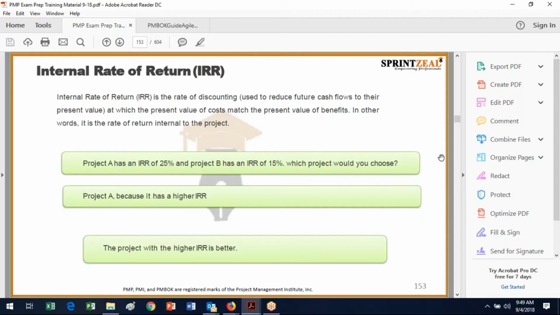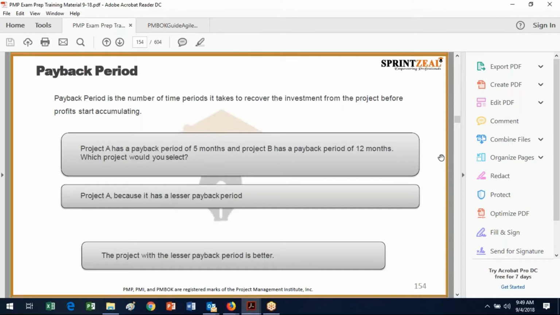Now next we get back to payback period, and this is the number of periods it takes to recover an investment from the project before the profits start accumulating. So especially, if we were in project management 101, we would talk about places where the political environment is such that maybe you'll be kicked out of the country before you go 100 years or 10 years or whatever. So you want to make sure you get to your payback period before.